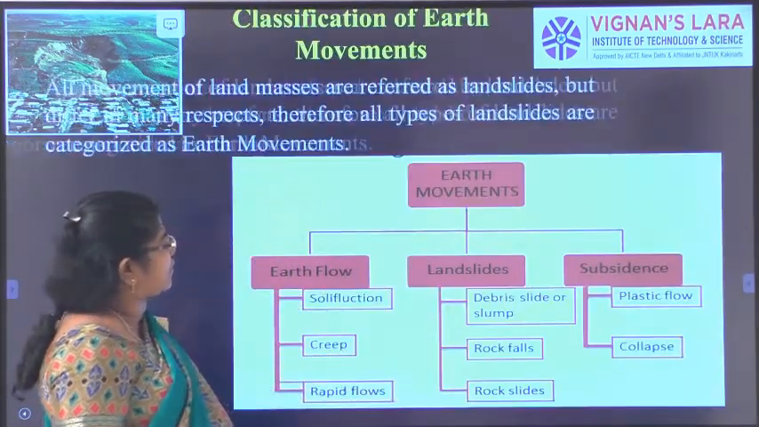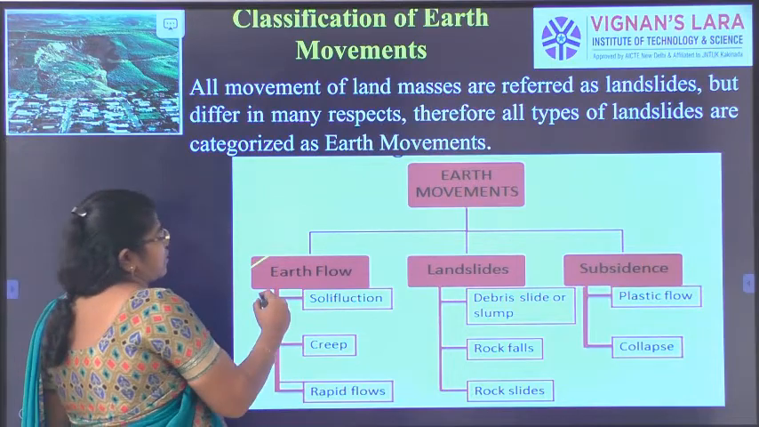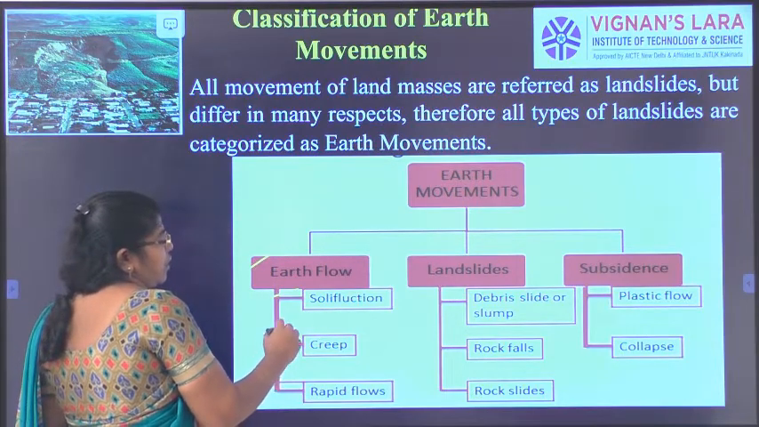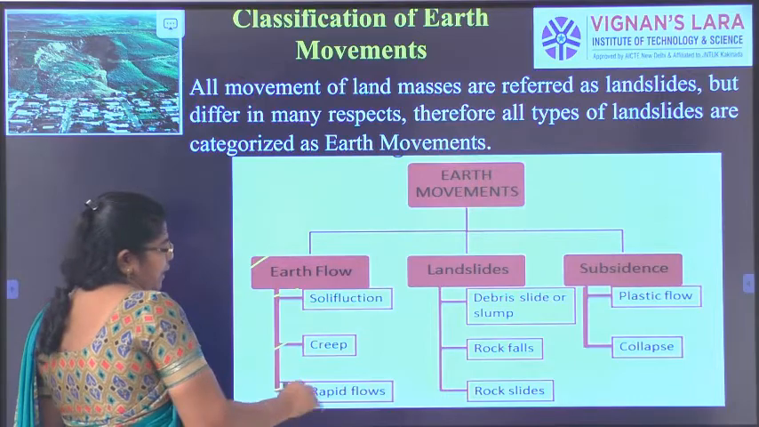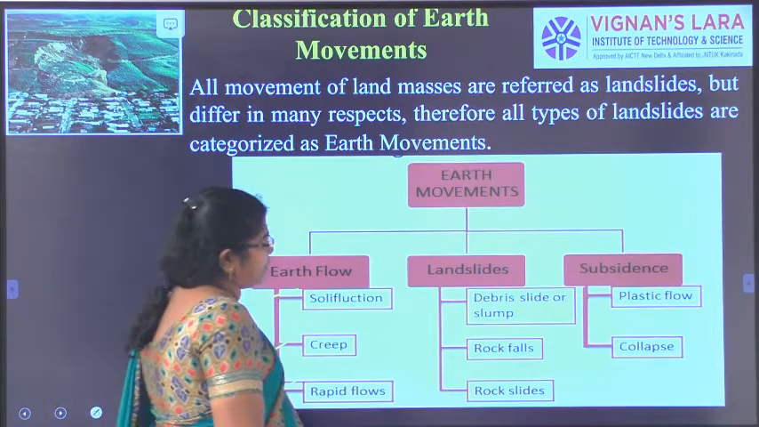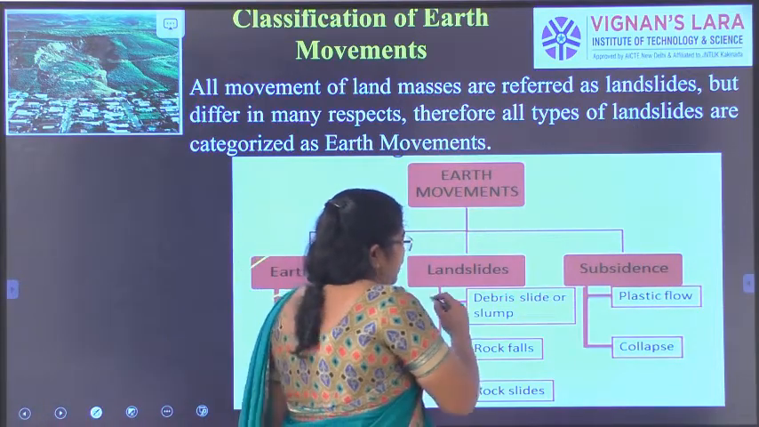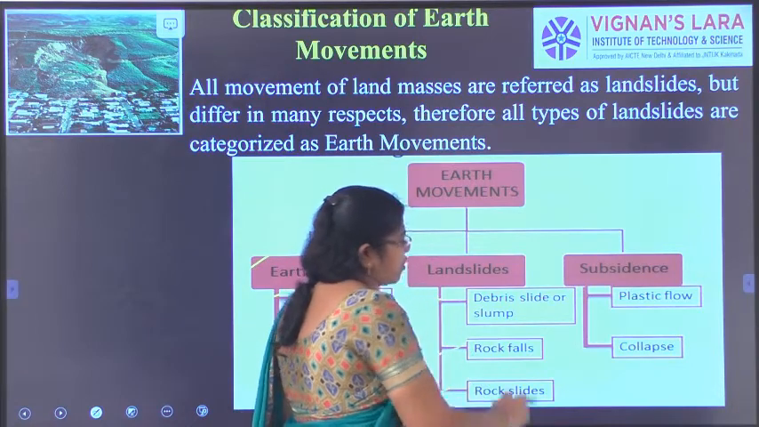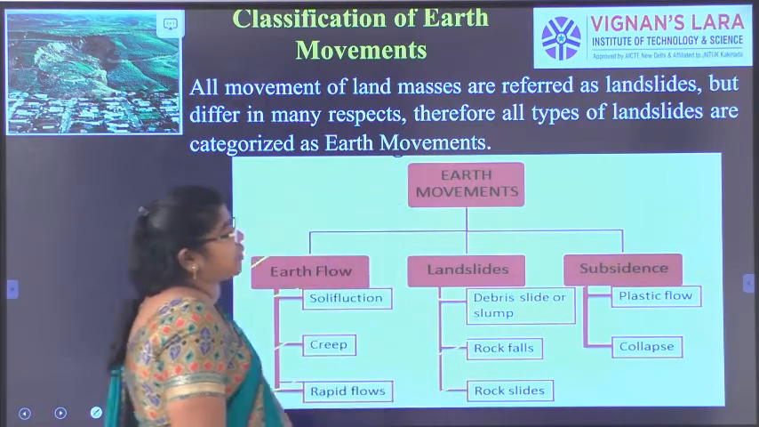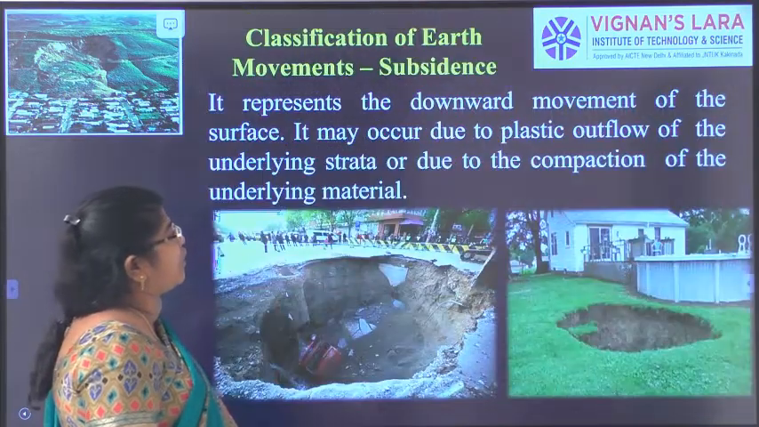So the third one: here you have seen the earth flow, solifluction, creep and rapid flow, debris slide, rock fall, rock slides. The next one we are going to see is subsidence, plastic flow and collapse.